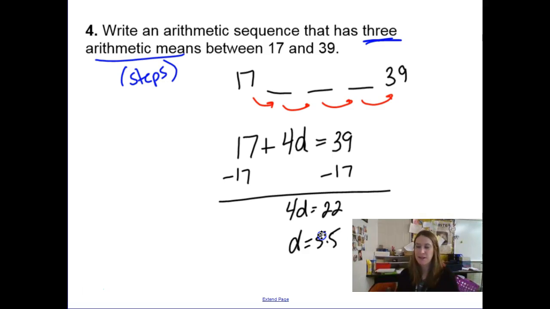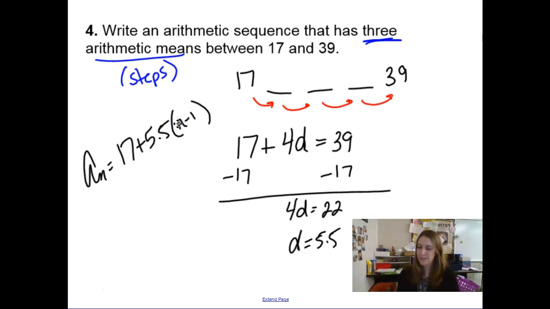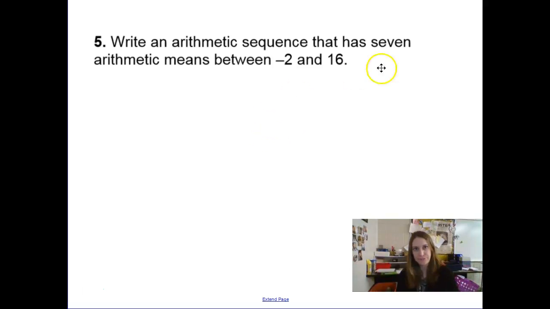All right, and then it does say write an arithmetic sequence. So we're going to go back. The first term of the sequence was 17. Just found out our common difference was 5.5 times n minus 1. Let's leave it in that form. All right, trucking along here.